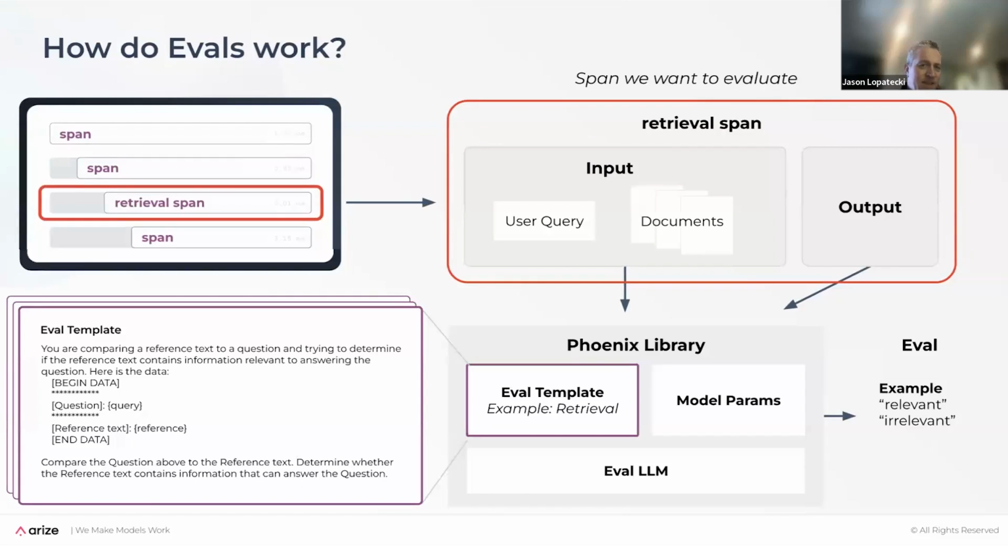And then how it works is there's a retrieval template that you might use to validate, where you're comparing a reference text and trying to determine if the reference text contains information to answer the question. So you're asking GPT-4 if the chunk will help answer the question. You're trying to just see if the retrieval is relevant or irrelevant to the question. So on every chunk, you're asking this question.